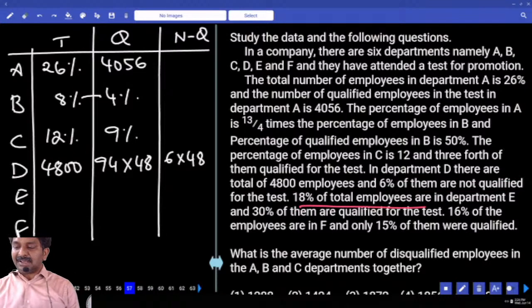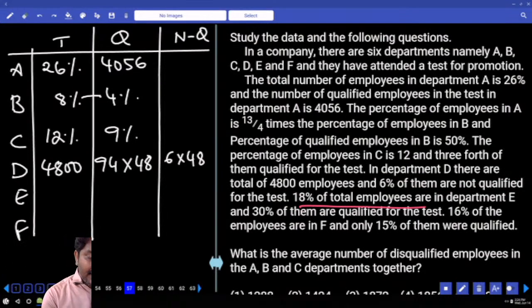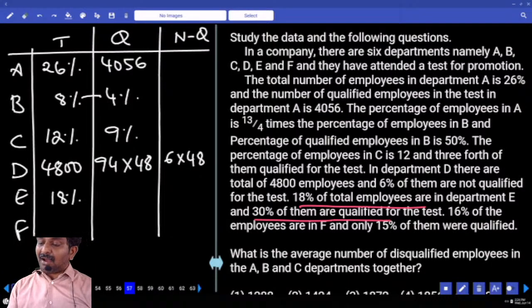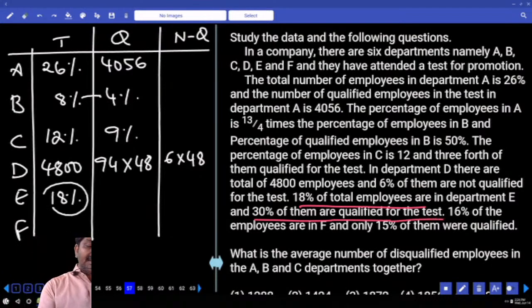18% of total employees are in department E. 30% of them are qualified for the test. What is 10%? 1.8. 30%? 5.4.